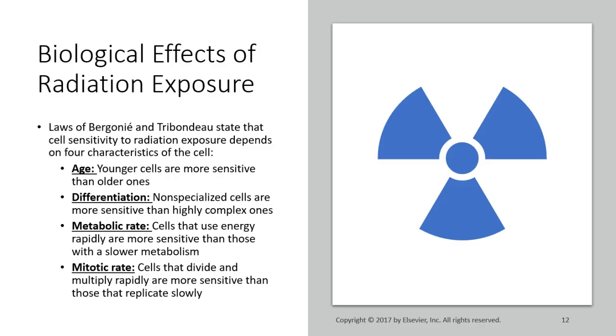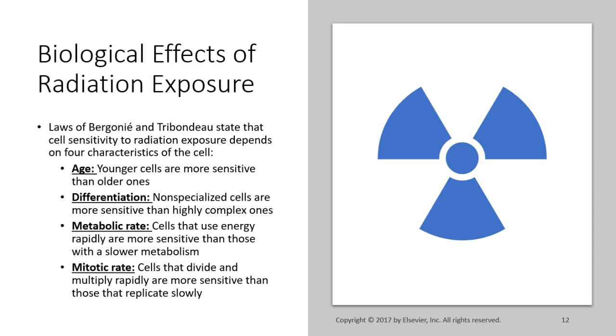So biological effects of radiation exposure. The law of Bergonie and Tribondeau states that cell sensitivity to radiation exposure depends on 4 characteristics of the cell. So age of the person, differentiation, metabolic rate, and mitotic rate.